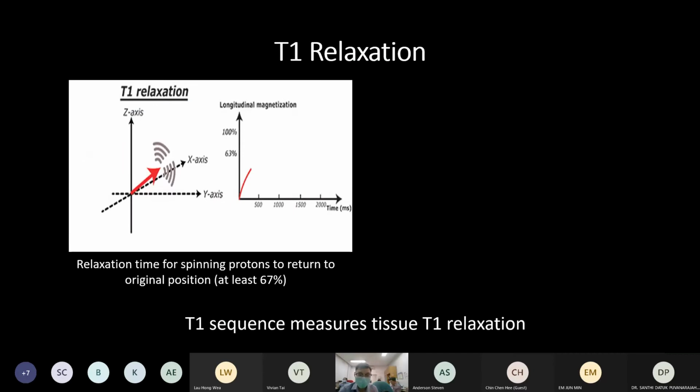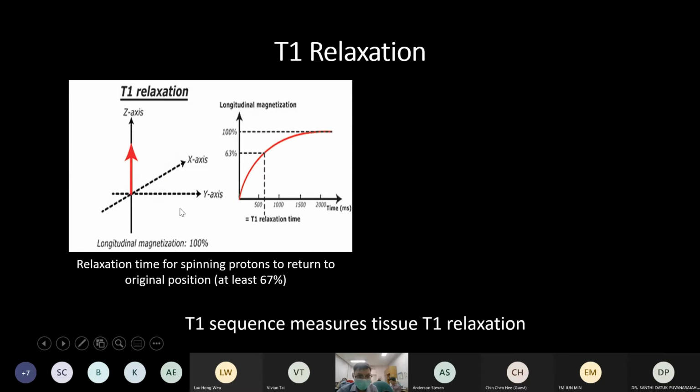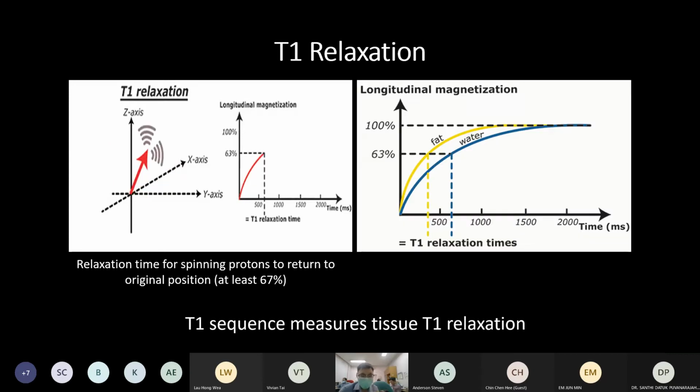It seems complicated, but actually it's quite simple. T1 relaxation basically means how long the atom takes to return back to its original position. We will say that the cut point will be at least 2/3 of the atoms coming back from the y-axis to their z-axis. This is termed as T1 relaxation. In T1 relaxation, you will see that it's more to longitudinal magnitude. Those 3D longitudinal and transverse things are not important for us.